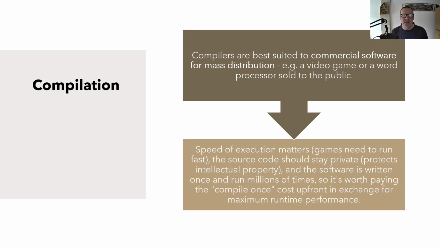So compilers are best suited for things like commercial software that's being distributed en masse, so a video game or word processor sold to the public. And that's because speed matters. The execution, especially of things like games, needs to be as fast as possible. You want to protect your source code because this is commercial software. You only want to write it once, and you're going to run it millions of times. So the compile costs are not a problem compared to the execution costs of other methods.